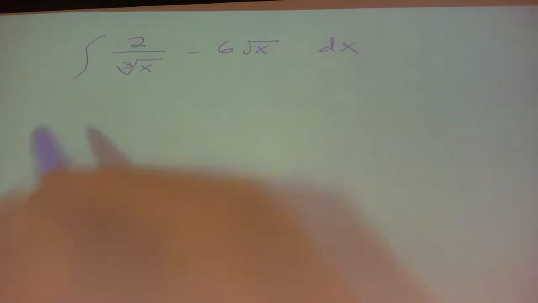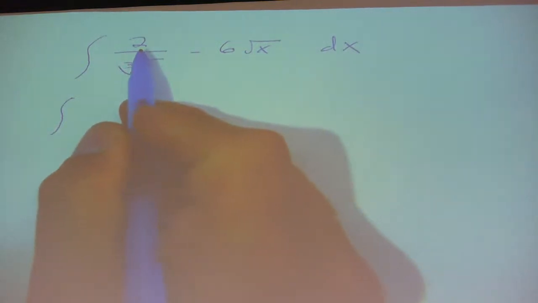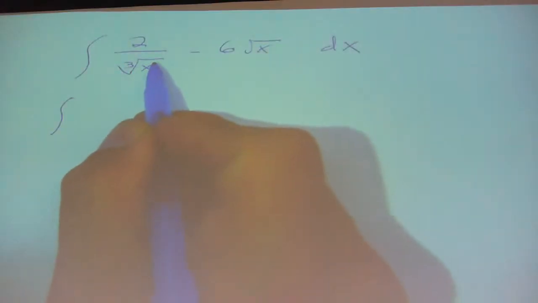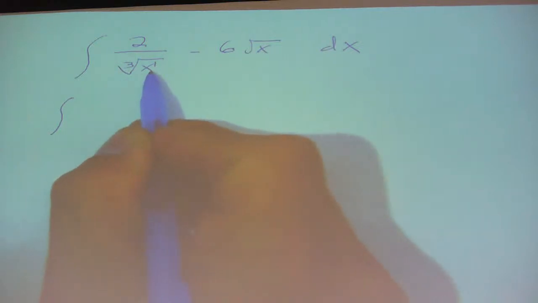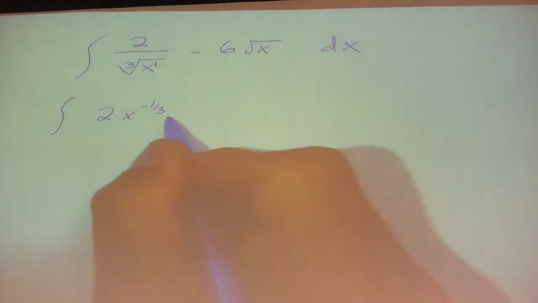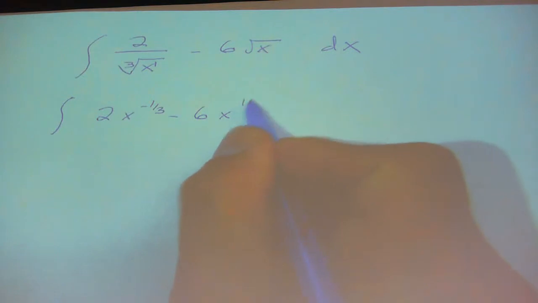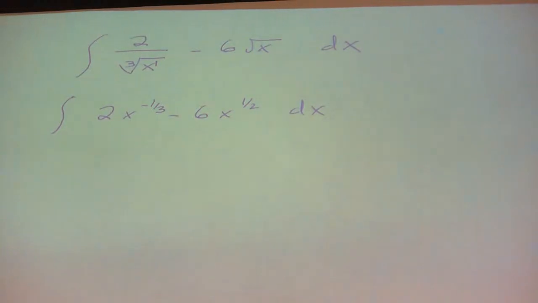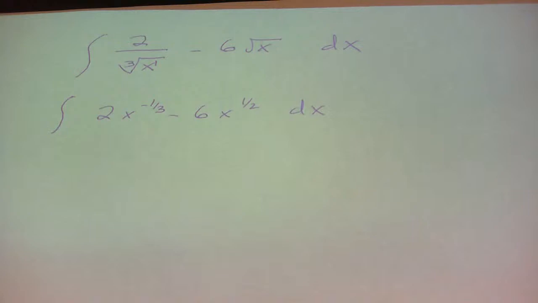So, first of all, the rewrite. This would be 2 over cube root of x. Cube root of x is x to the 1/3. When it moves up, it'd be 2x to the -1/3 minus 6 square root of x, which is x to the 1/2, dx. Again, I have not taken the integral yet. All I've done is rewrite it.